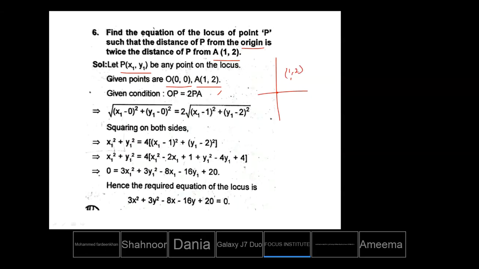Now the given condition is OP is equal to 2 times PA. This is your given condition. So OP is the distance between origin and P, that will be root of (x1 minus 0) whole square plus (y1 minus 0) whole square, is equal to, just a minute.